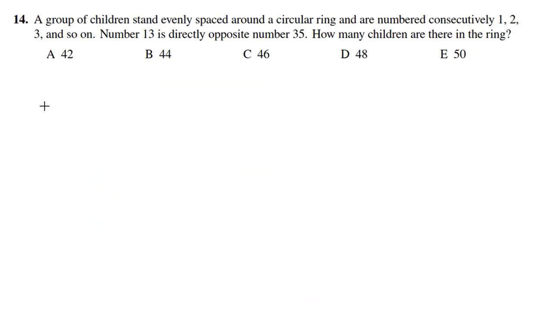Now for this part, I want to use small examples. For example, when we have 1, 2, 3, we don't have opposite. So we can understand we should have an even number of students. And as you can see, all the choices are even, so we can't reject any choice. For example, when we have 4 students, 1 is opposite to 3, and 2 is opposite to 4. We want to find the relationship.